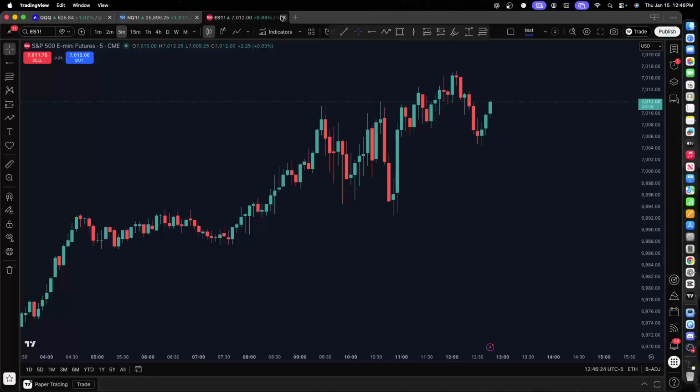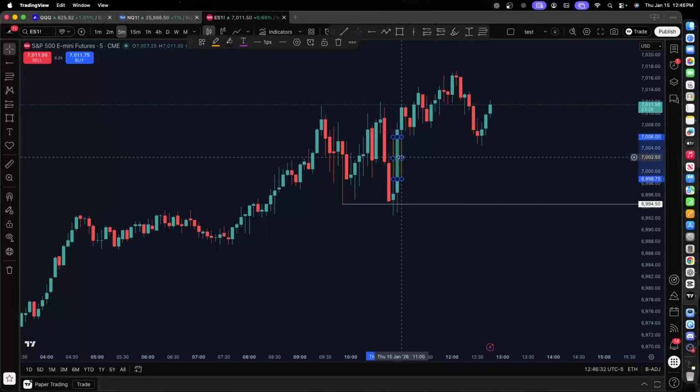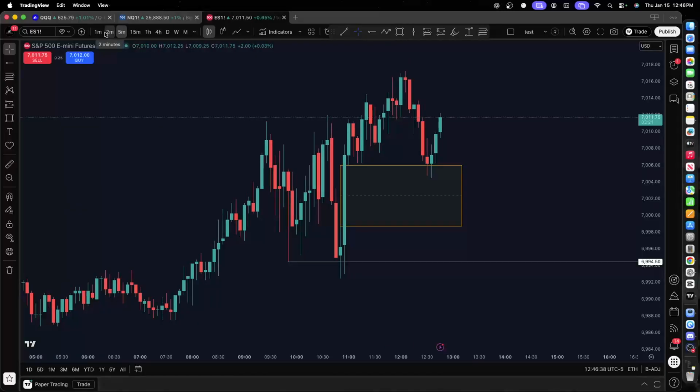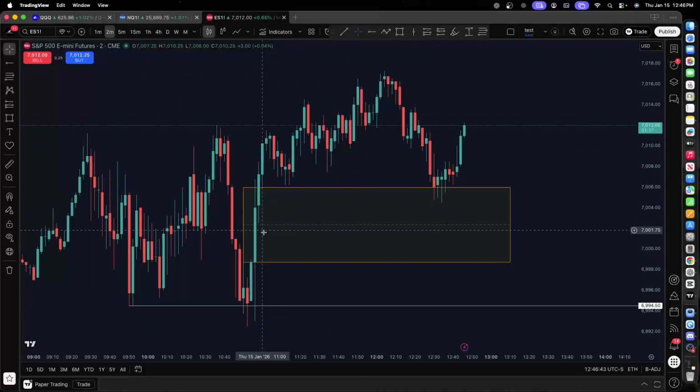Damn, look at this ES long. Liquidity sweep, impulse move, fair value gap, SMT down into the fair value gap. Look at that. If we go to the low time frame, oh yeah, that's nice. Target here and here.